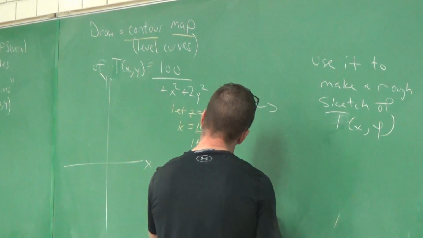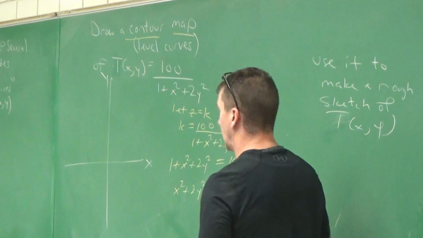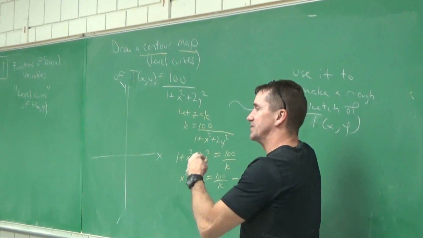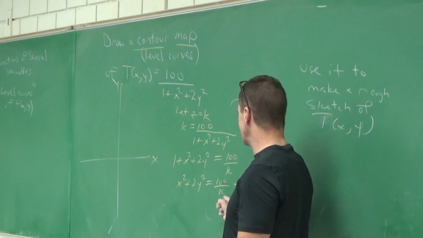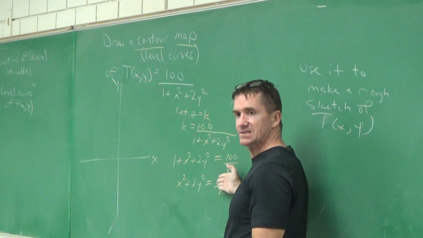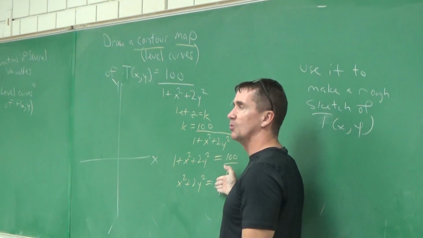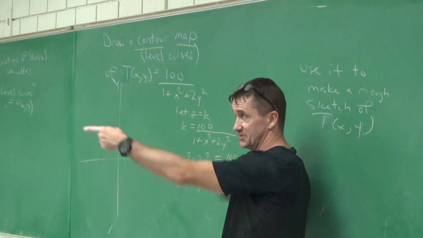Over k minus 1. Now I like that. I know what these curves are. Think of this: these will be constants on the right side. They're not circles, but they're what? Ellipses. They're ellipses. Very good.